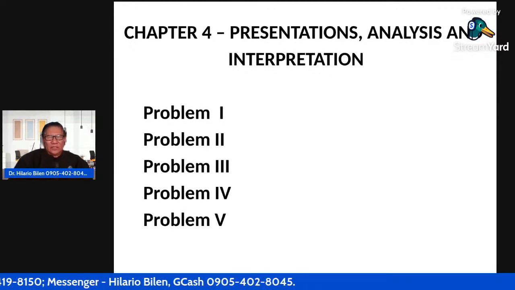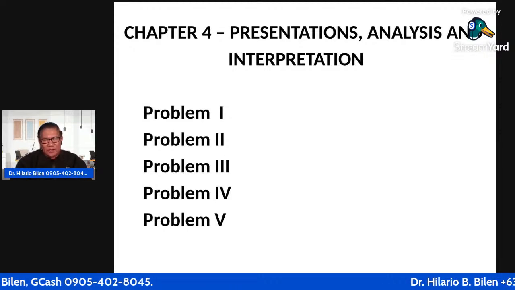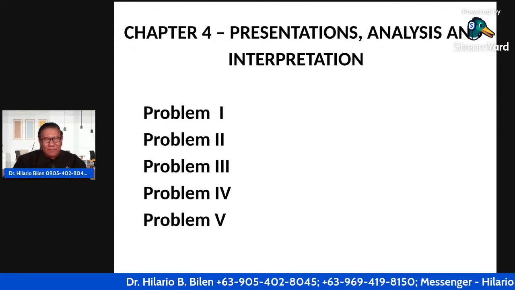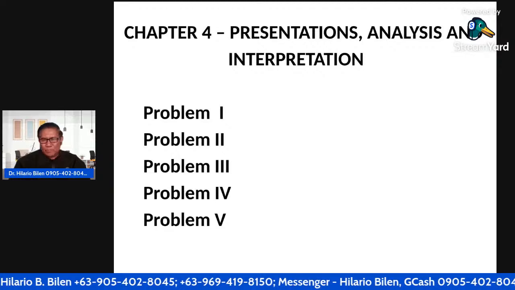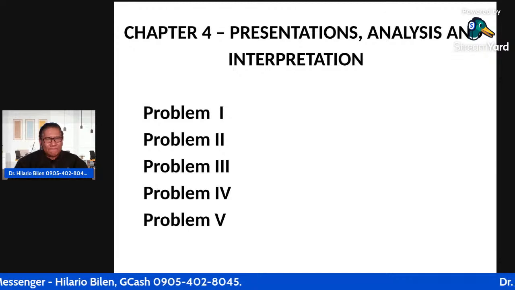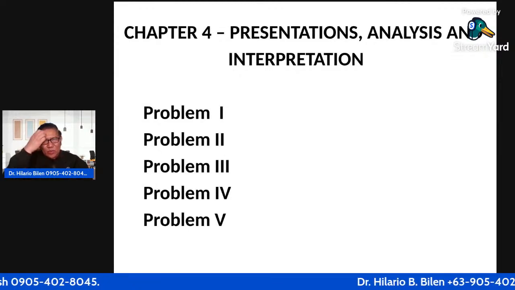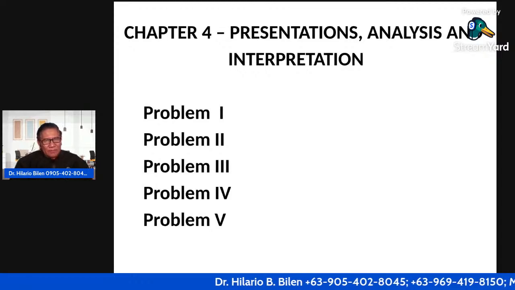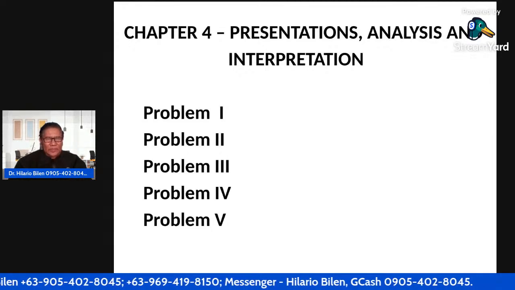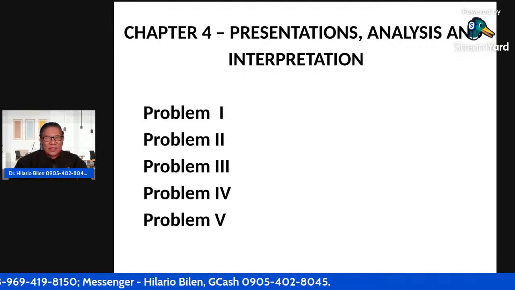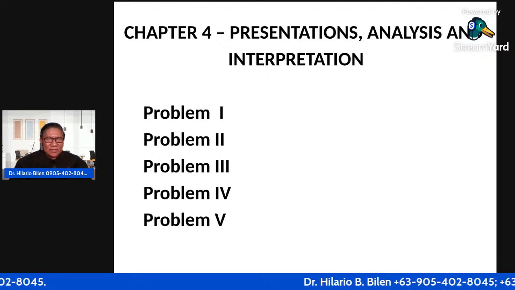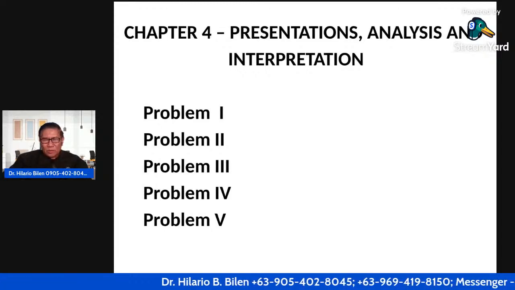In chapter 4, that is the presentation, the analysis, and the interpretation. Now, again, suppose you have five statements of the problem that were posted in chapter 1. Now, the answer must be presented in chapter 4. When we say problem number 1, you can check this from chapter 1, that is the statement of the problem. Now, the answer, you can see it in chapter 4. You will present it with the analysis and with the interpretation, including the table. Okay? Again, that is chapter 4 of your whole thesis.